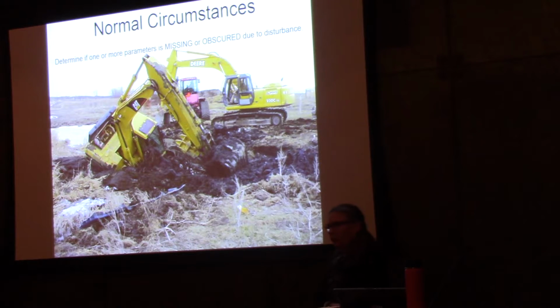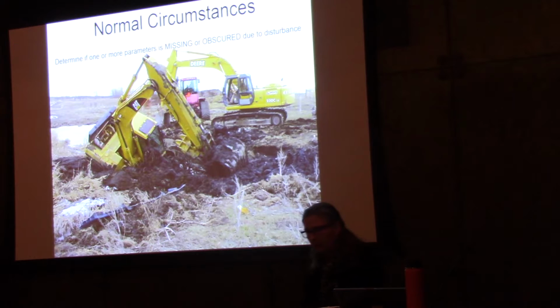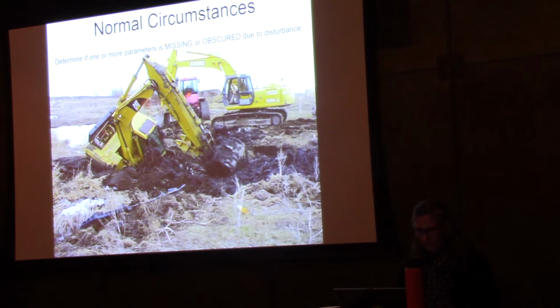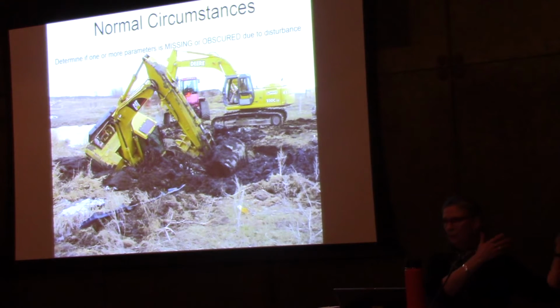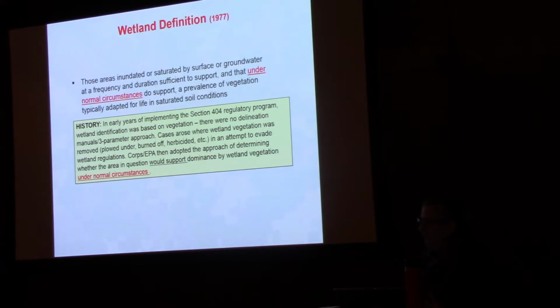So first of all, you're just determining if one or more of the parameters is missing or obscured because of a disturbance. And the disturbance could be a huge flood that caused a river to re-meander. Sometimes it's not necessarily humans that do it, but ultimately it's almost always humans. So just keep that in mind. Even with a river meandering, we probably did something upstream that made it catastrophic, so we did cause the river to re-meander anyway.